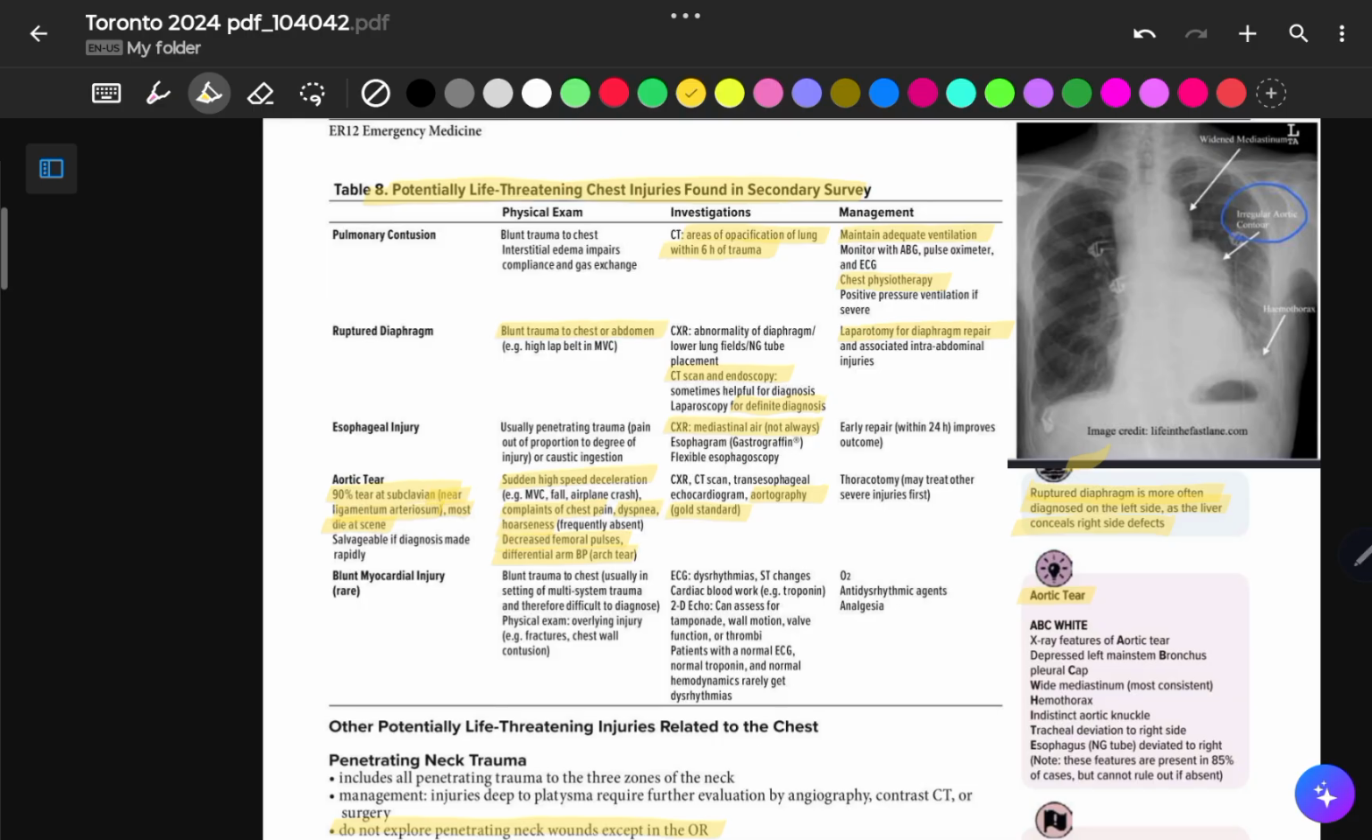So how would you manage this? You will manage this patient with laparotomy for diaphragm repair and for associated intra-abdominal injuries.